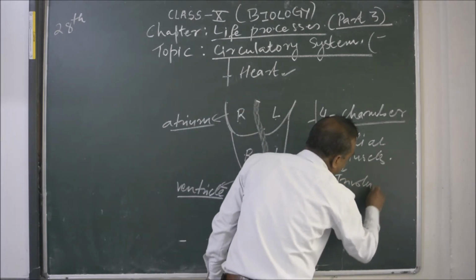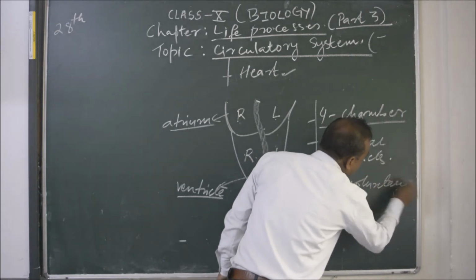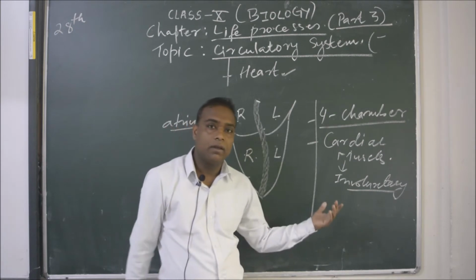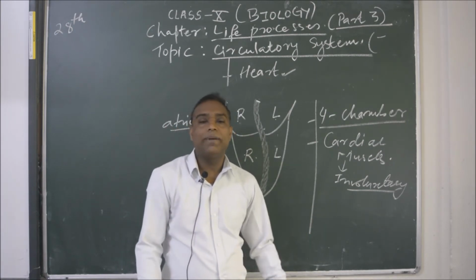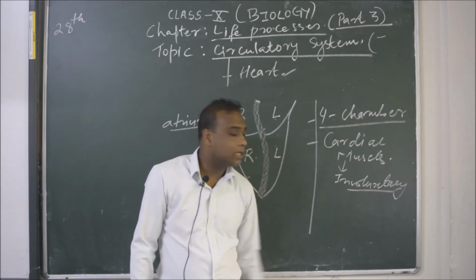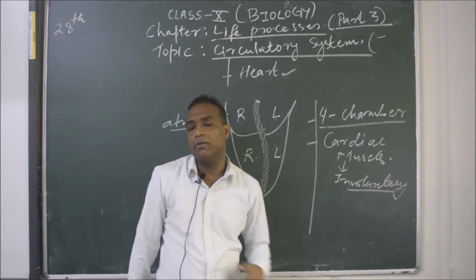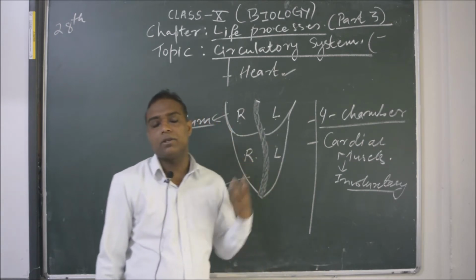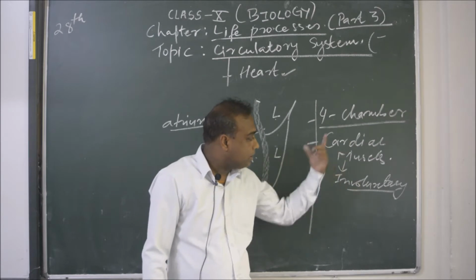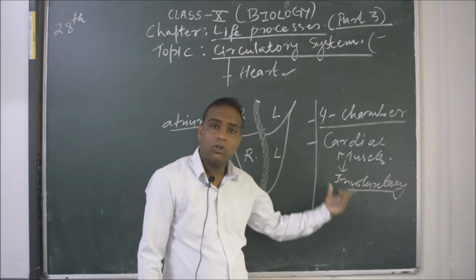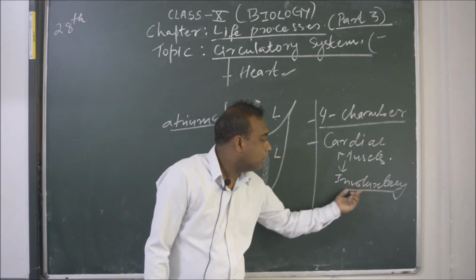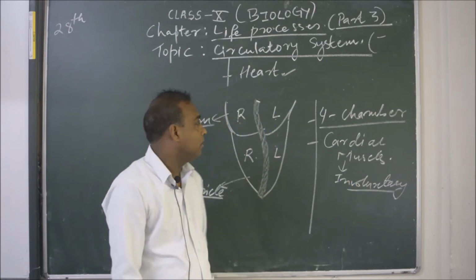Involuntary means the muscles which are not under our control. We cannot control the movement of the heart. That is why the cardiac muscle is known as an involuntary muscle. Continuously throughout our life, this heart is working, and that is why this heart cannot be controlled with our will. So, that is why it is known as the involuntary muscle.